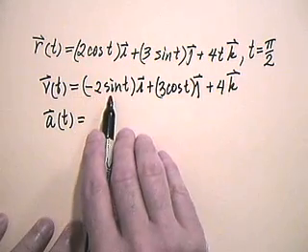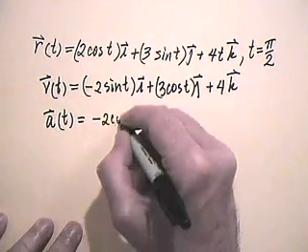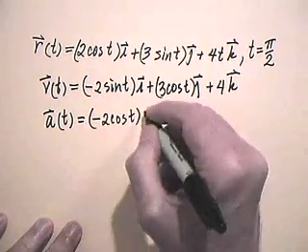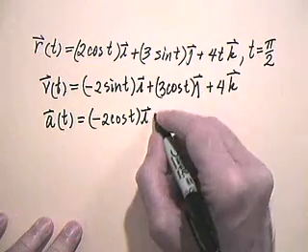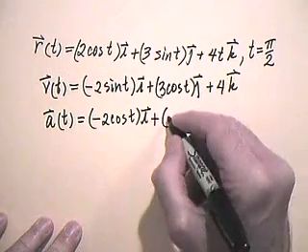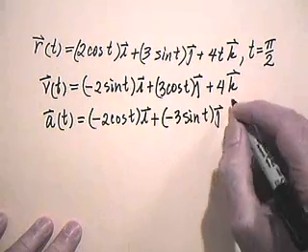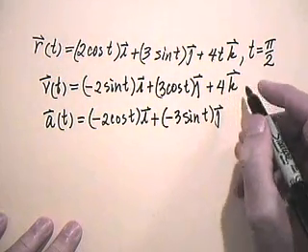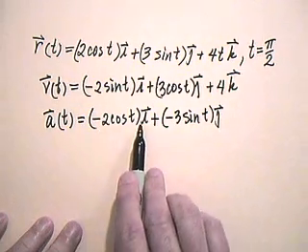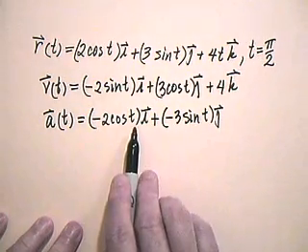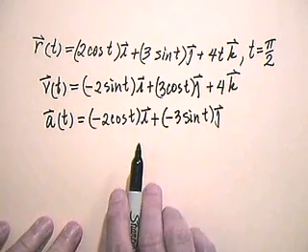Here, the derivative of sine is cosine, so we'll have negative 2 cosine t i. Derivative of cosine is negative sine, so the second component becomes negative 3 sine t j. And now that component is constant, so its derivative is 0. So our acceleration only has i and j components. In effect, the acceleration vector now, we see, has to be horizontal.